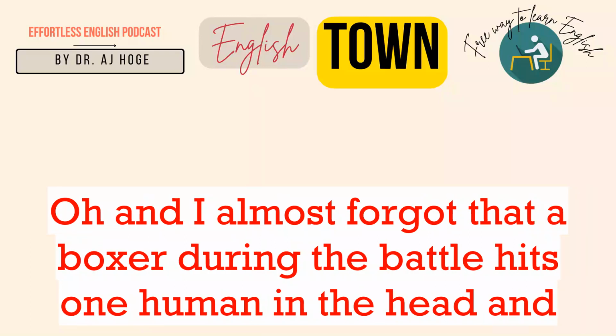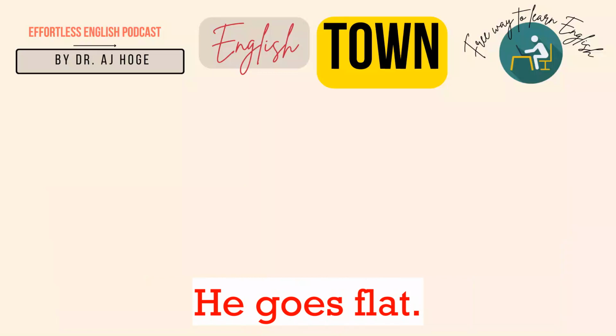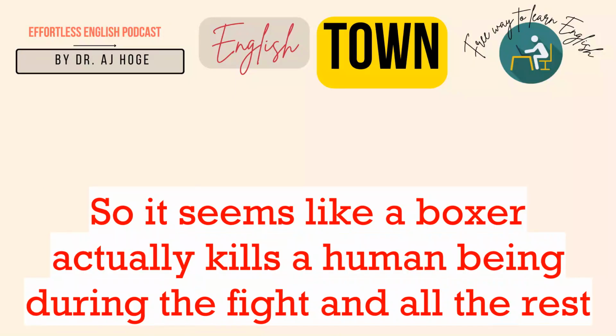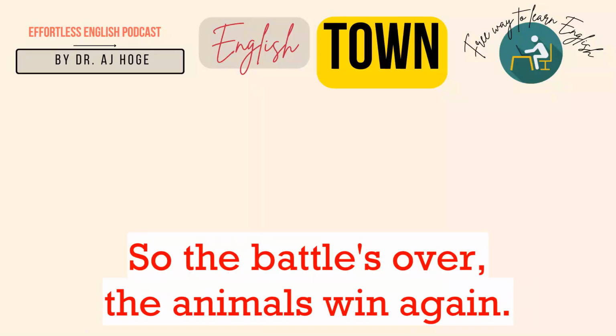Oh, and I almost forgot that Boxer during the battle hits one human in the head and seems to kill him. He goes flat. So it seems like Boxer actually kills a human being during the fight. And all the rest of the humans run away. So, the battle's over. The animals win again.